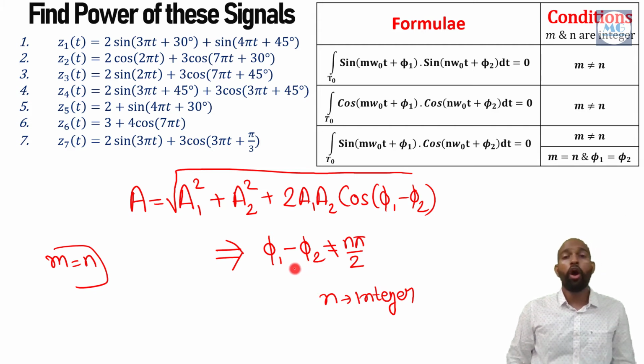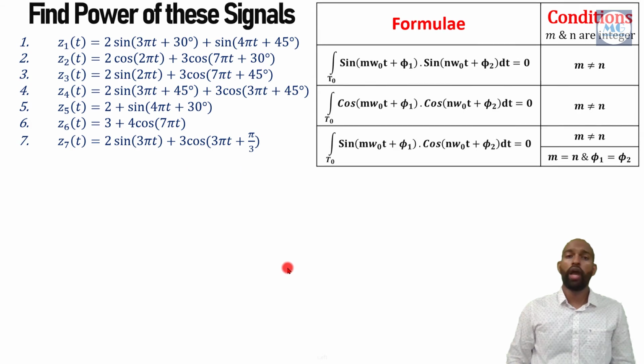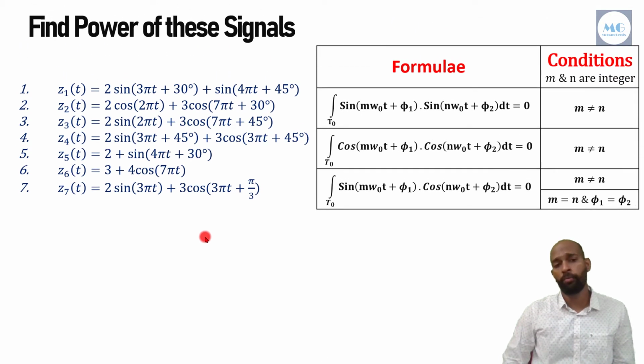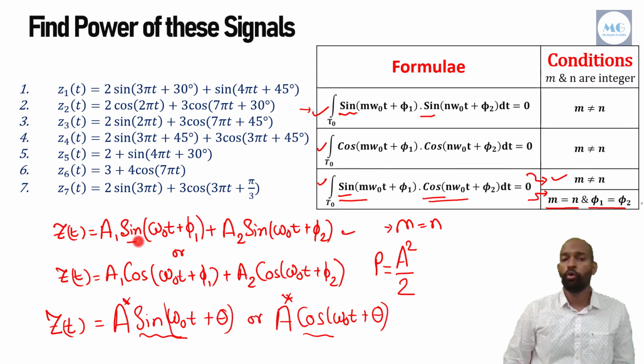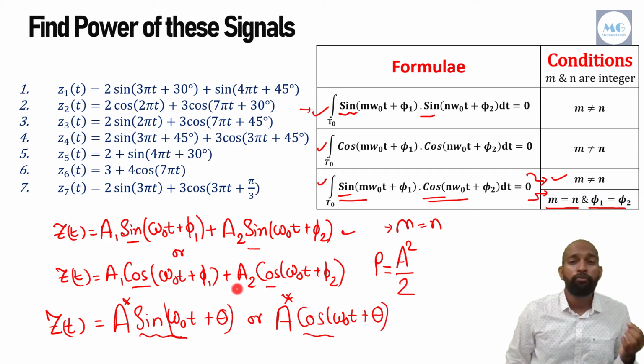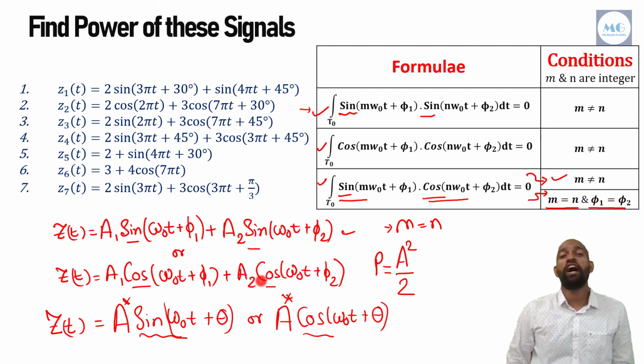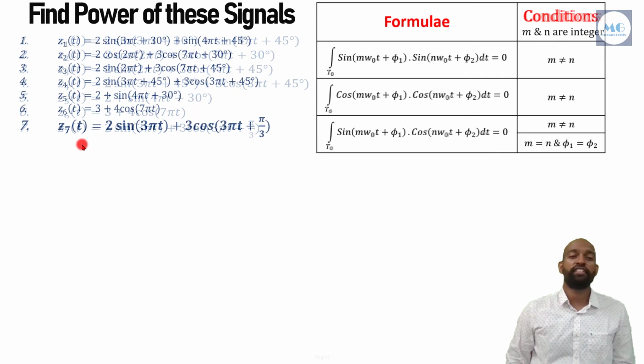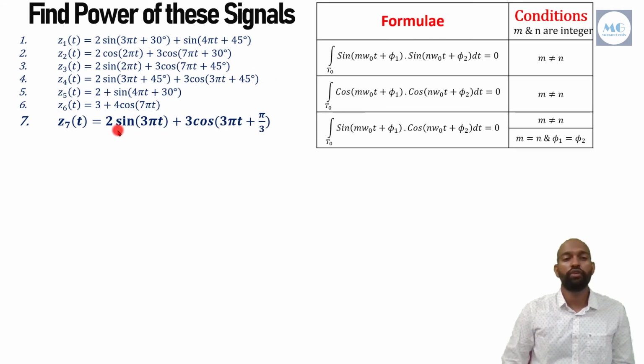Now you can ask, sir, you have given us two formats. One format is where both are sine and the second format is where both are cosine. What will happen if one function is sine and the other function is cosine? Understood? Which leads us into our seventh question. You can see what our seventh question is. One function is a sine function and the other function is a cosine function.